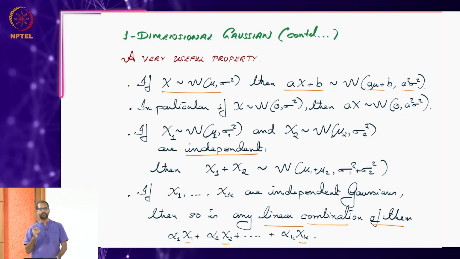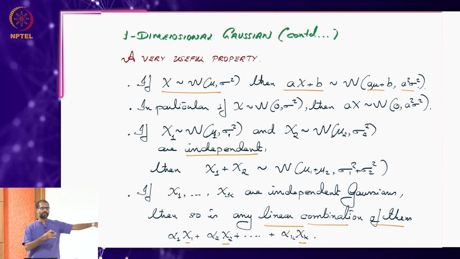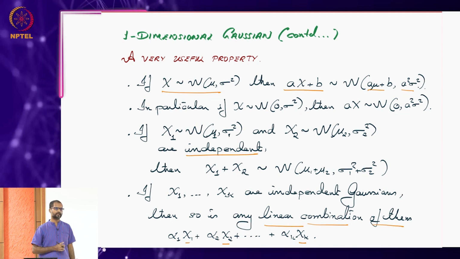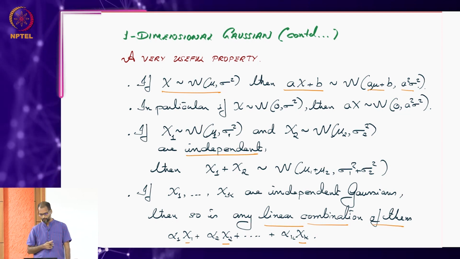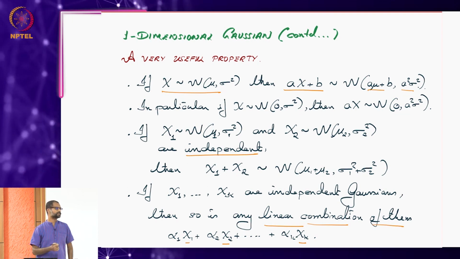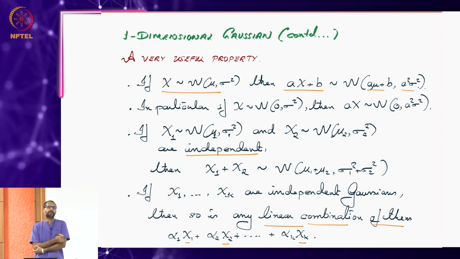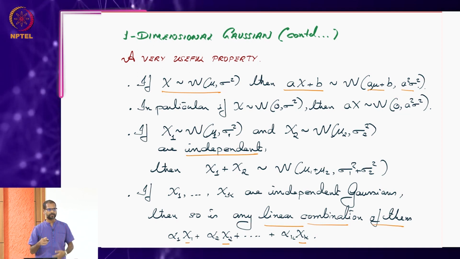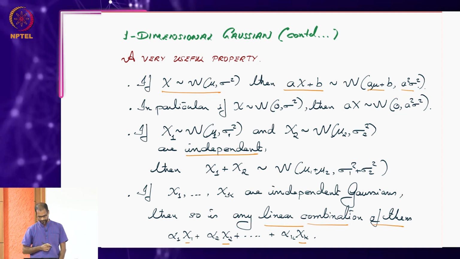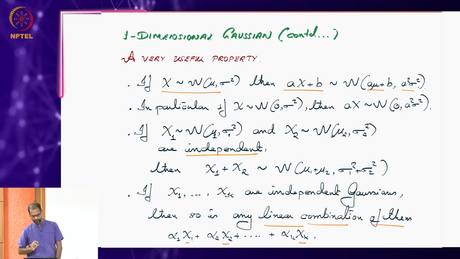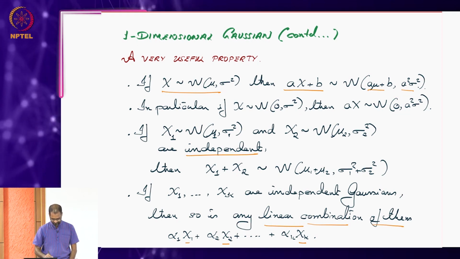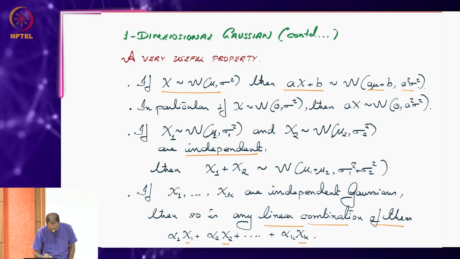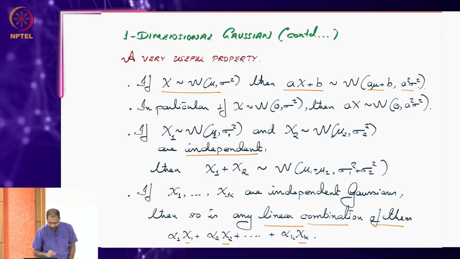This is a critical property, irrespective of its use in Johnson-Lindenstrauss and all. Please try to remember that the Gaussian has this very special property that it is closed under linear combinations of independent Gaussians. Independence is important. If it's not independent, we can say something, but let's not get into that. Everybody clear?